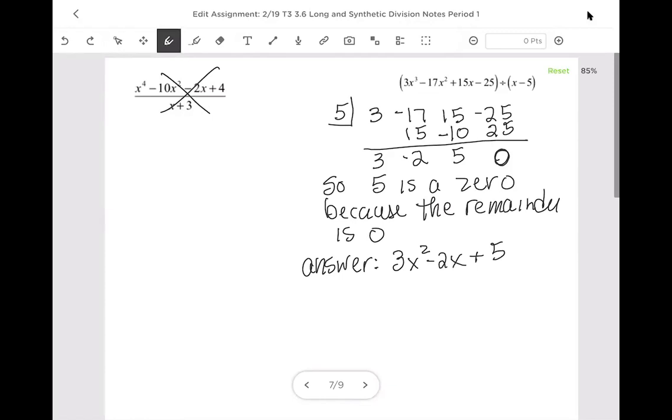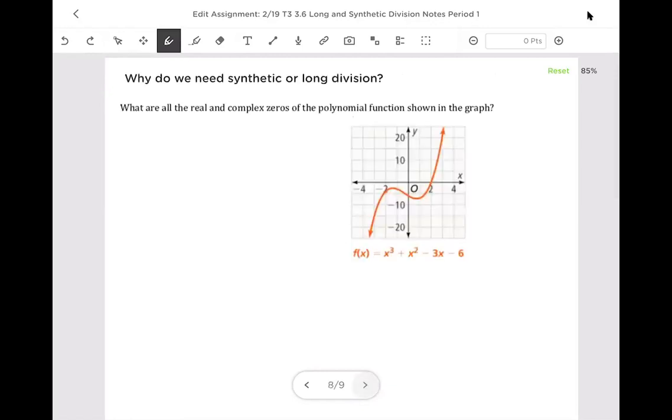Now, how does this tie in to what we're doing? Okay. So now I've shown you long division and I've shown you synthetic division. All right. Now it says, why do we need them? Right? So I'm on slide 8. So now I'm going to pull it all together for you.